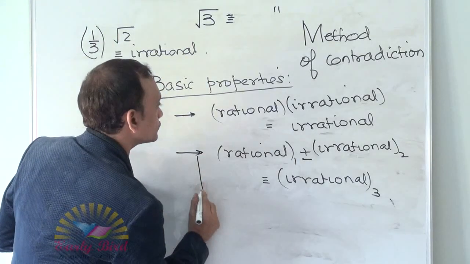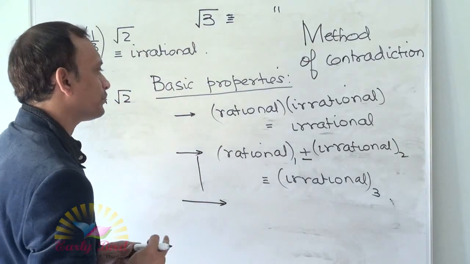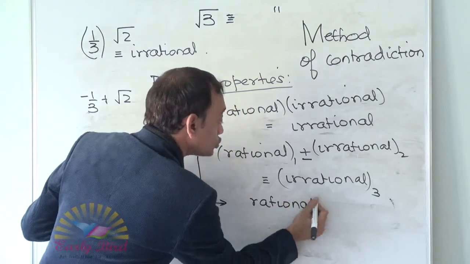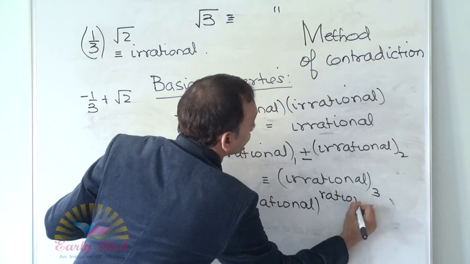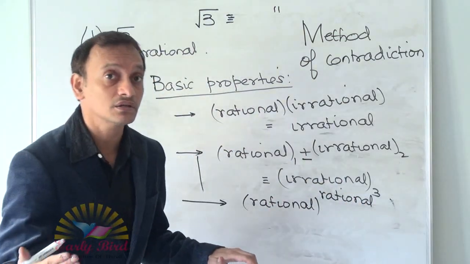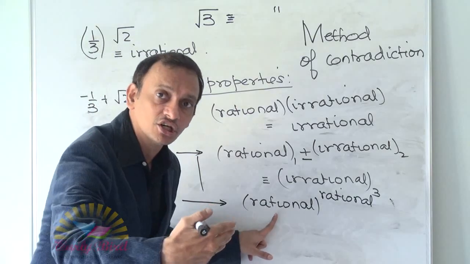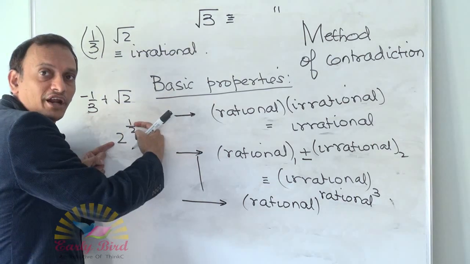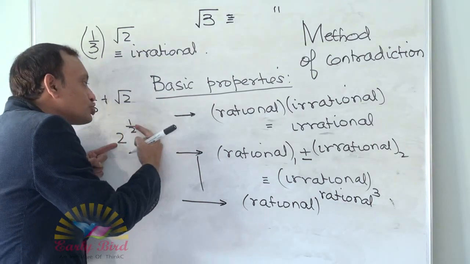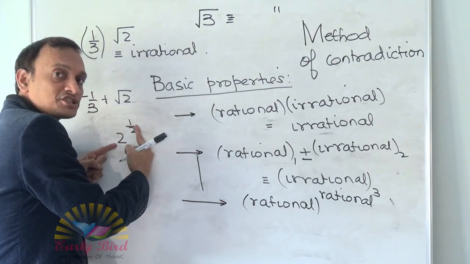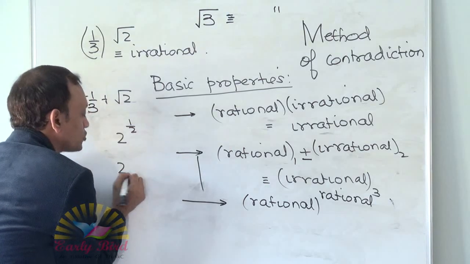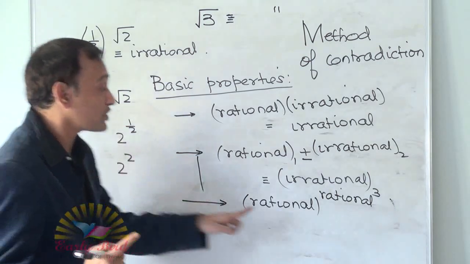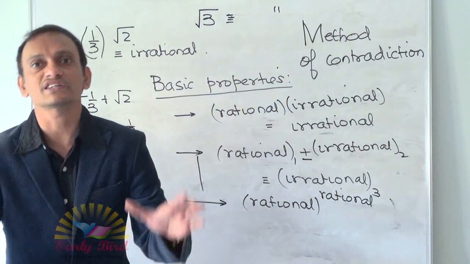Now, rational to the power rational. This, like I mentioned in the previous section, can be rational as well as irrational. For example, 2 to the power half is rational to the power rational, which is irrational. I could also have 2 to the power 2, which is rational to the power rational, which is rational. So rational to the power rational could be rational as well as irrational.